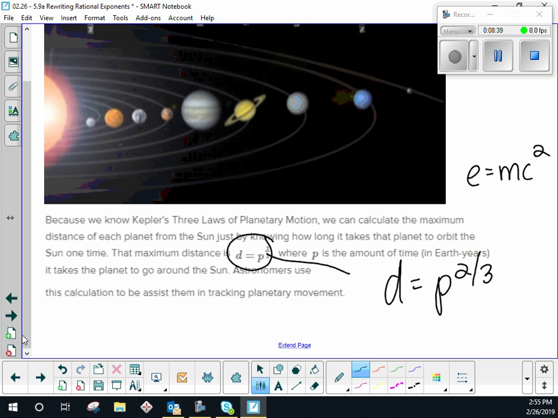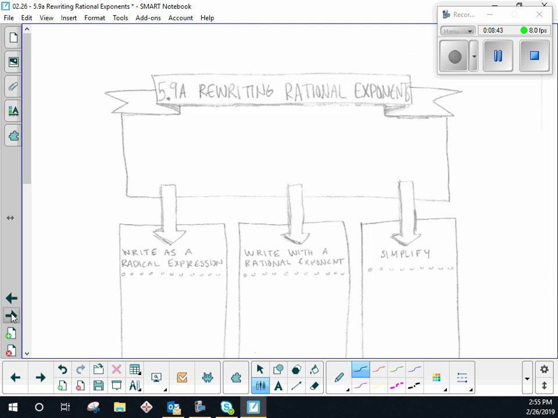So we have this formula, and I just really liked the fraction exponent. All right. So here we go with our notes. I want to begin by just writing down this general form. A to the m over n. This is an example of an expression that has a rational exponent.